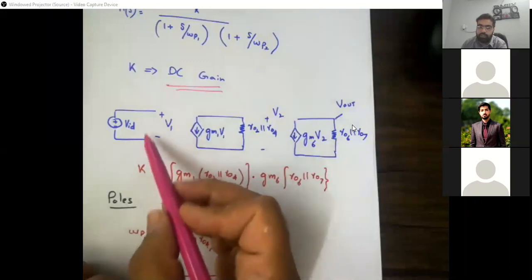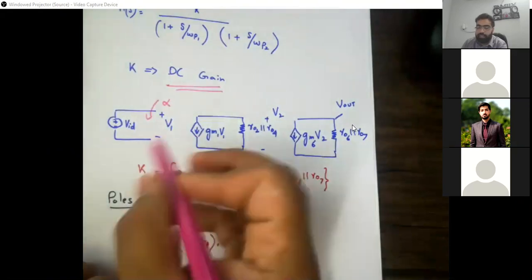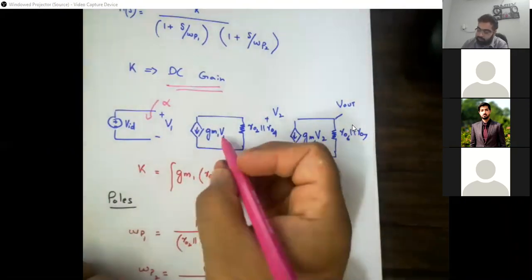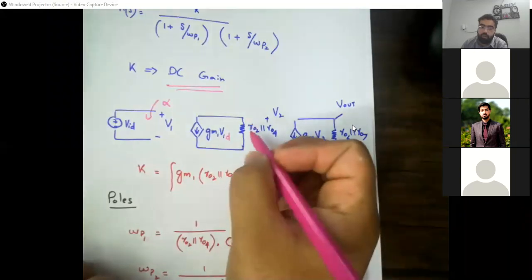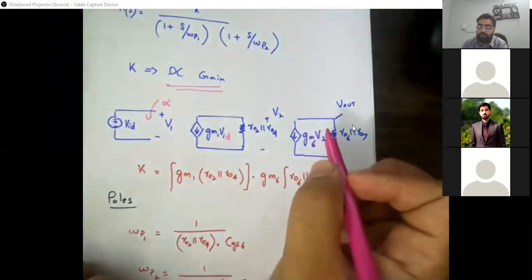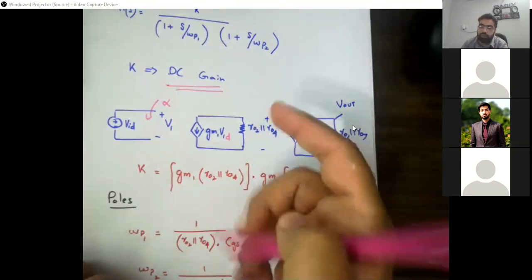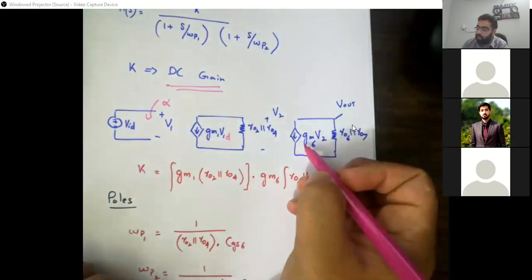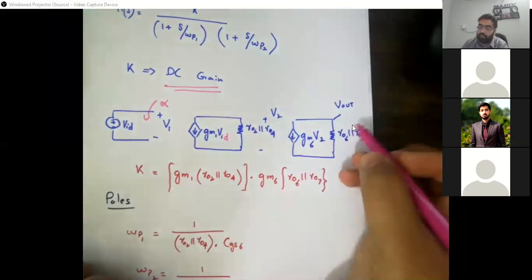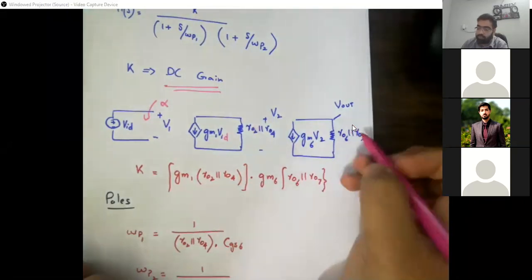VID, now this is going to be open, infinite. So whatever VID is, it's the same thing as V1, so we can safely write VID. This is GM1 and RO2 in parallel with RO4. Again, the capacitance will become infinite impedance, so we can safely remove it. The potential across these two points is converted by a voltage controlled current source, GM6 times V2, in parallel with RO6 and RO7. So that's going to be Vout.